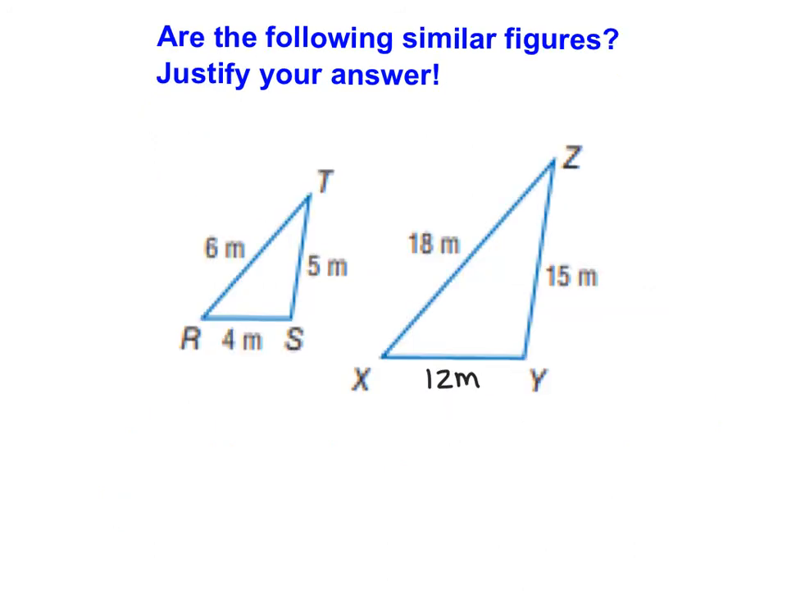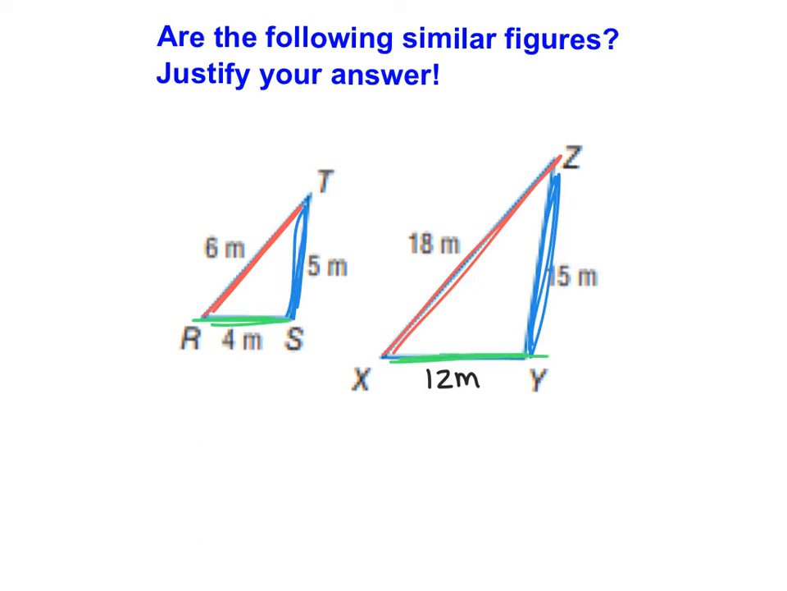So in our last example here, we have two triangles again, and this time we actually have 3 side lengths. We're going to have to check all of the side lengths to see if we do in fact have similar figures. So let's start by pairing up the sides that we think are corresponding. So I have R and T, X and Z, S and T, and Z and Y, R and S, and X and Y.